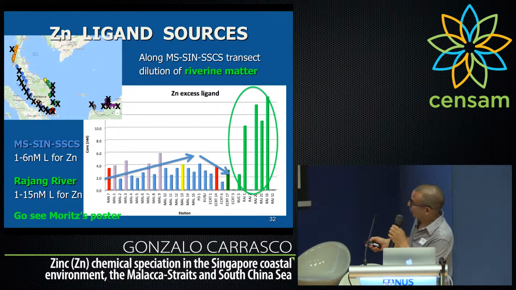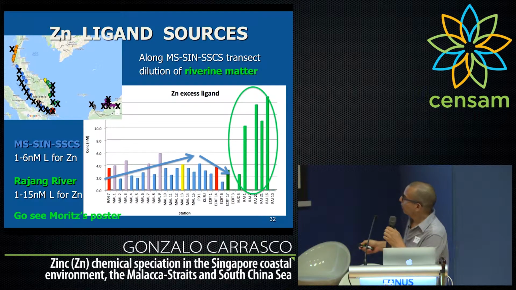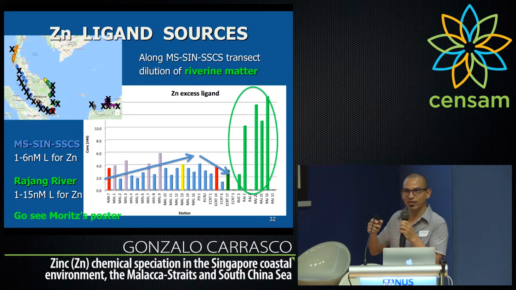So what we found was basically that the same trend prevails with a little bit of noise, yes, but it basically goes up and then it goes down. But more importantly, rivers are a much larger source of ligands. Here in the Malacca Straits, there are a couple of small rivers, but the larger rivers are the Pahang here and the Rajang and the Igan here. So we need to study some of those closer. If you want to hear about that, you should go take a look at Moritz's poster talking about the Rajang project.